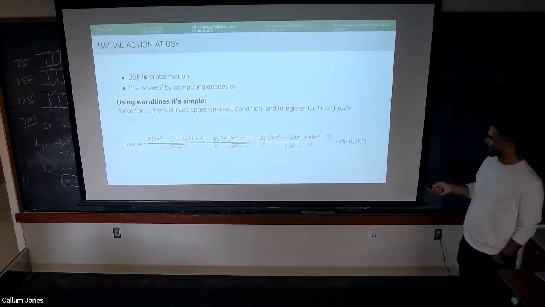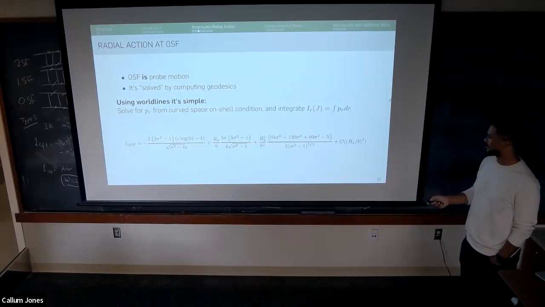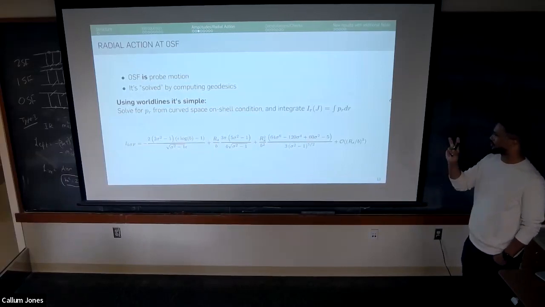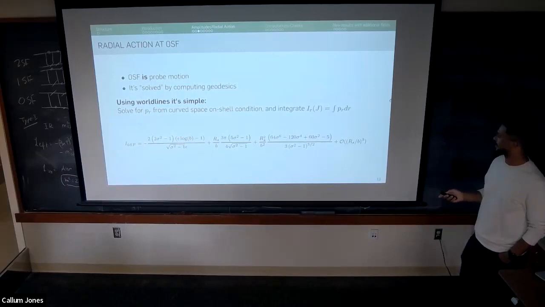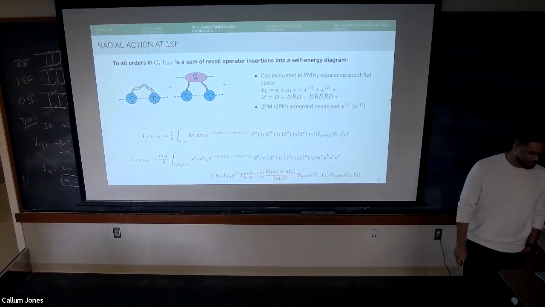I don't have the exact formula in my code, but you can just code something up very quickly that generates any PM order you want extremely quickly. It's just a formula, literally a formula. So here it is to two loop order, but really it's trivial to get. The thing that matters is getting that 1 SF. Then that's where you have to do some work.